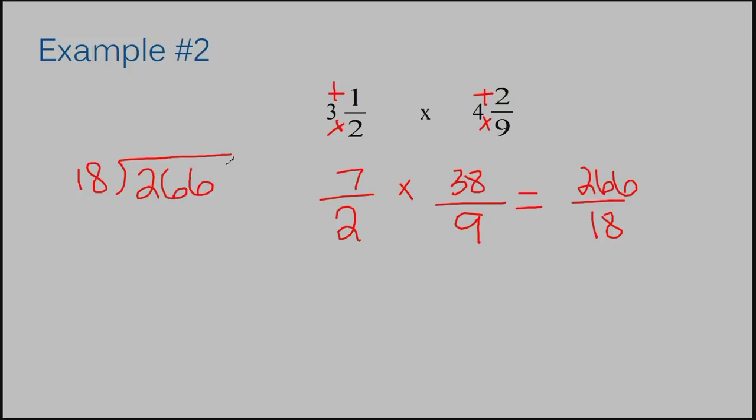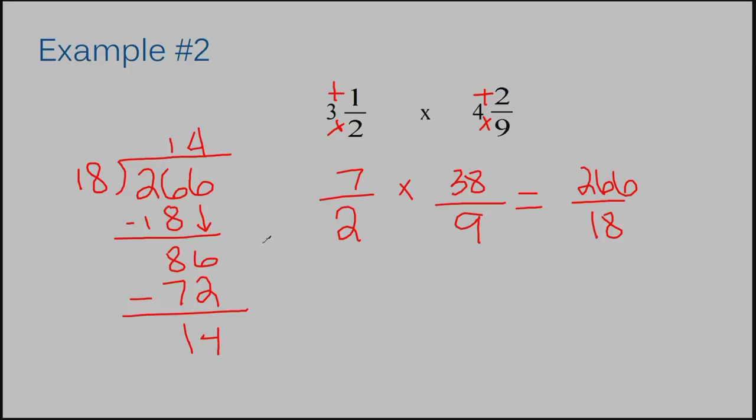I don't know what this is off the top of my head. 18 goes into 26 one time, and it is 18. I'm going to subtract, and I get 8. Bring down my 6. 18 goes into 86 4 times, and it's 72. When I subtract, I get 14.